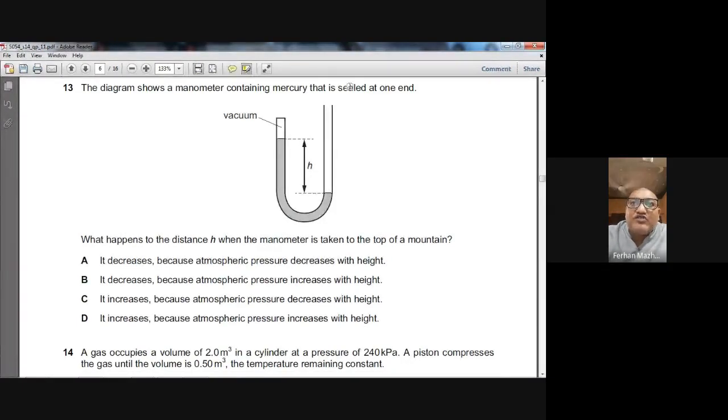Here the atmospheric pressure will decrease, so the level of the mercury in the limb which is on the atmospheric side, the side which is open to the atmosphere, will go up. This gap will decrease, because when you go on the mountains, you go to a higher altitude. So what happens? The atmospheric pressure decreases. So A looks the best answer.